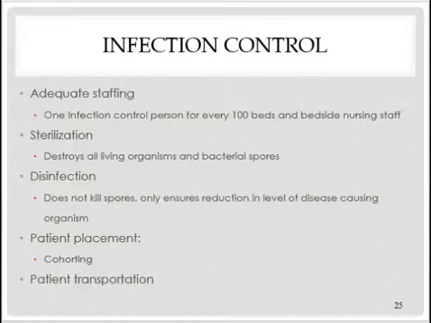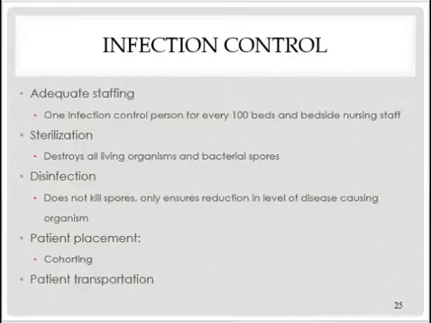Cohorting is another method of patient placement. Cohorting is the practice of grouping patients who are colonized or infected with the same pathogen. This method has been used the most with patients who have an outbreak of MRSA. So typically our MRSA patients, we can put them in the same room.